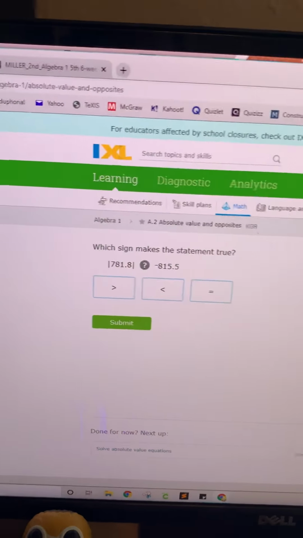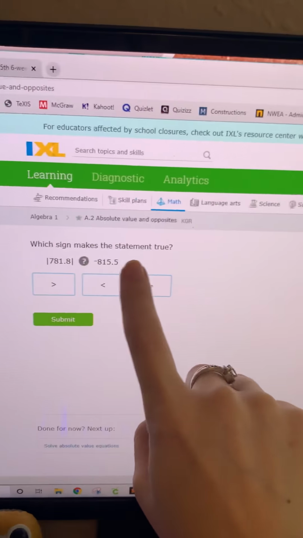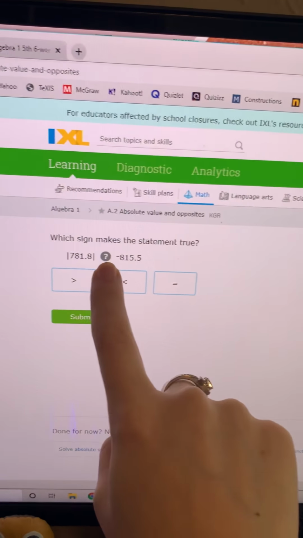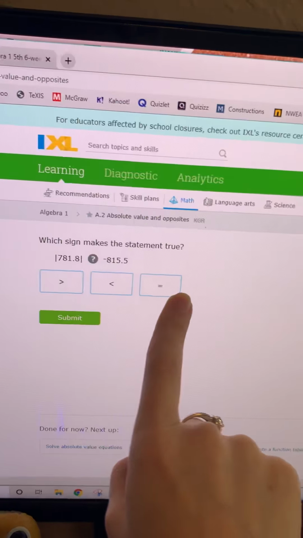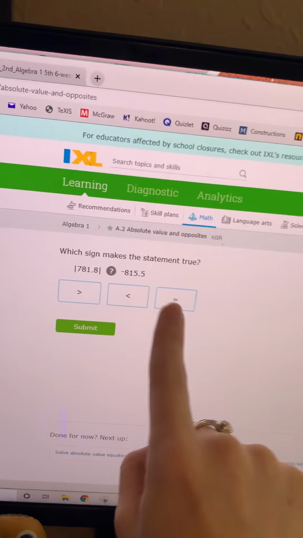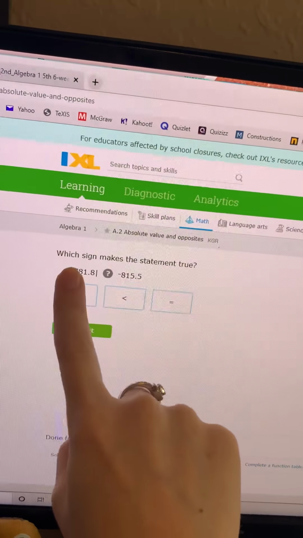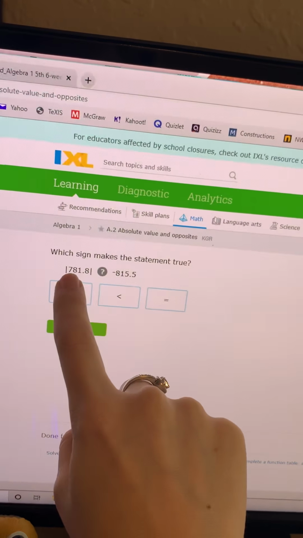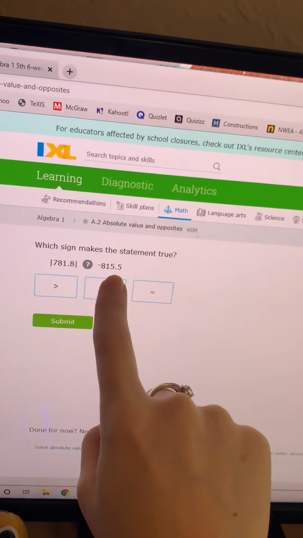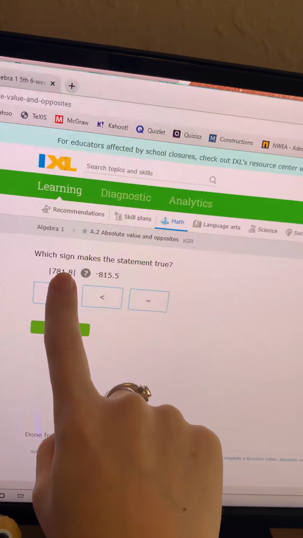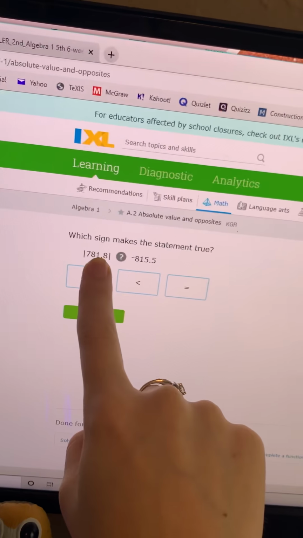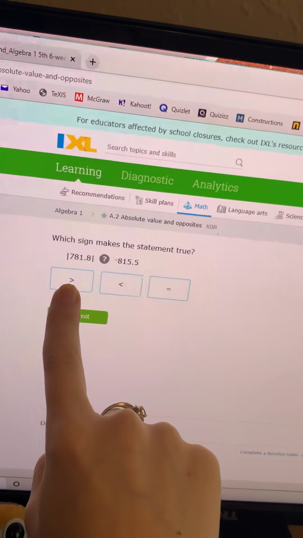Okay, so at the end you'll have these kind of problems. It says, what sign makes this true? So right here where the question mark is, we need to put one of these signs: greater than, less than, equal. Remember this is going to be positive 781. So if that's -800, that means the positive 781 is going to be bigger. So we want to have this symbol.